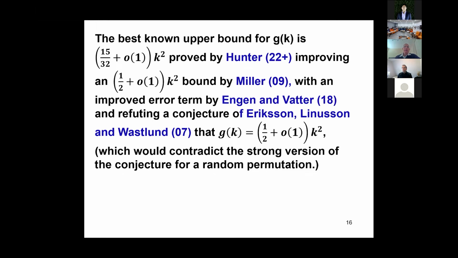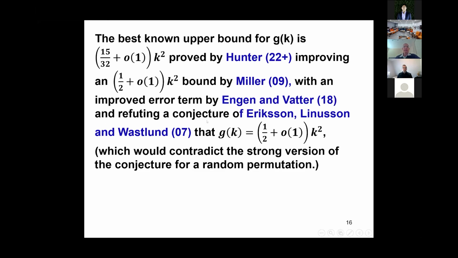Well, the upper bound that is known is what is written here, roughly 15 over 32 k squared. This was announced by Zach Hunter, but I still haven't seen a paper. There are several papers that prove an upper bound of roughly half k squared. And if this stronger upper bound is true, then it refutes a conjecture by Eriksson, Linson, and Wastlund that the truth is roughly half k squared.